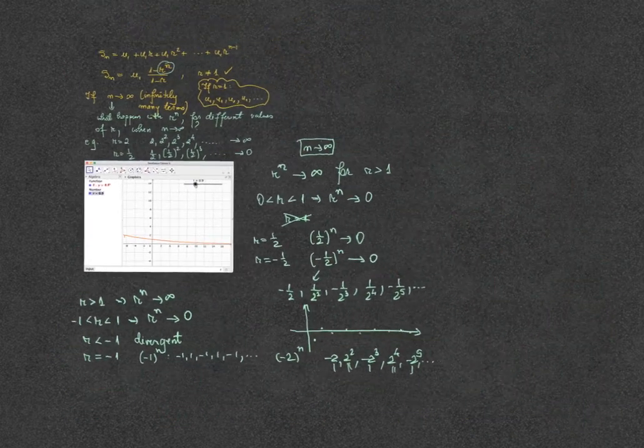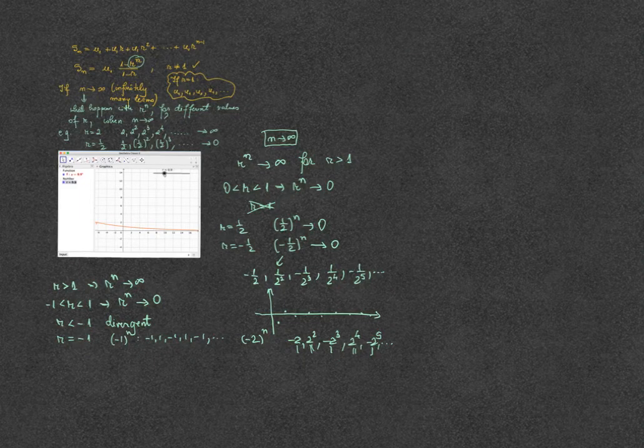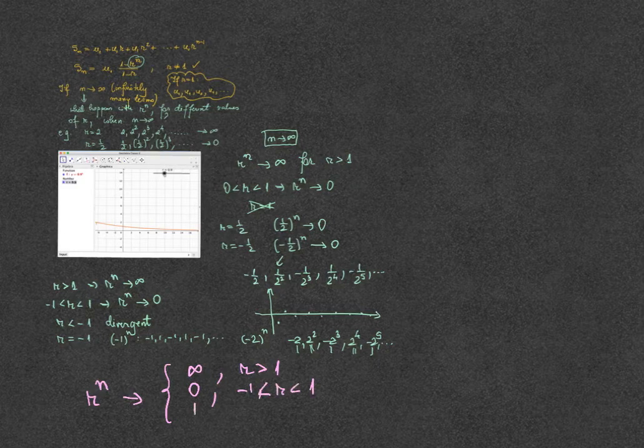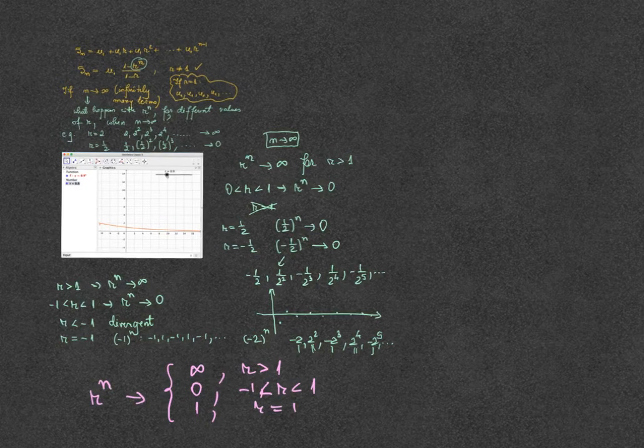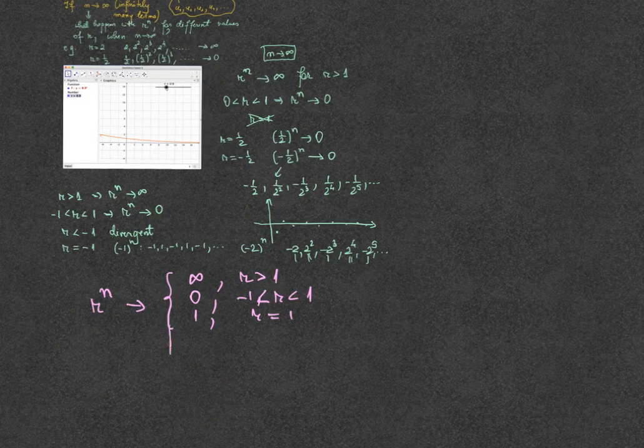This means that we came to the main conclusion of this section. R to the power of n will approach infinity for r bigger than 1, 0 for r between minus 1 and 1, 1 for r equals 1, but we said it's not an interesting case, and is divergent for r smaller or equal than minus 1.